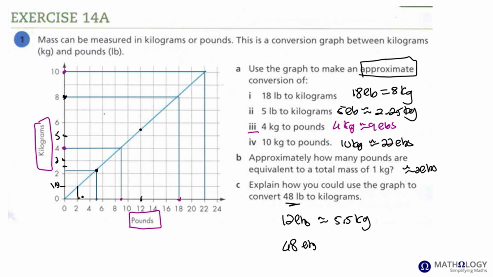This is a straight line. The gradient of a straight line is fixed. It's constant. That's why we can do this. We're essentially finding the gradient of this line. In essence, that's what we're doing. So 48 pounds will be approximately, to get from 12 to 48, we're going to multiply by 4. So we multiply 5.5 by 4, and that will give us 22 kilograms.